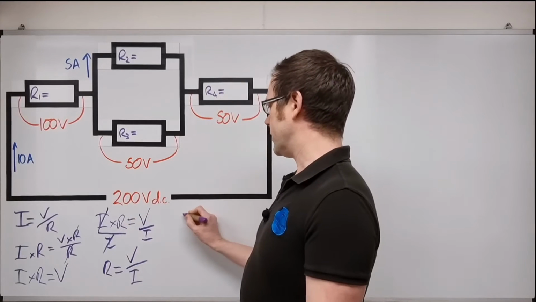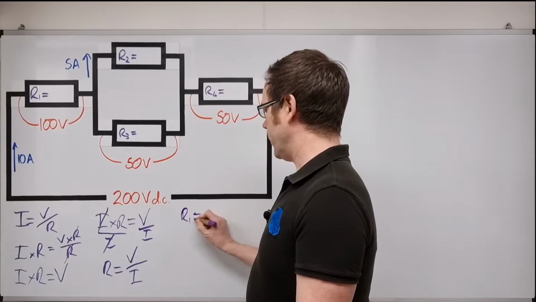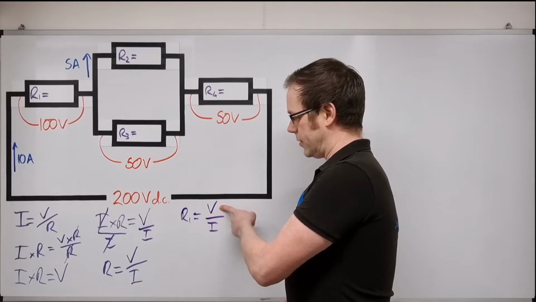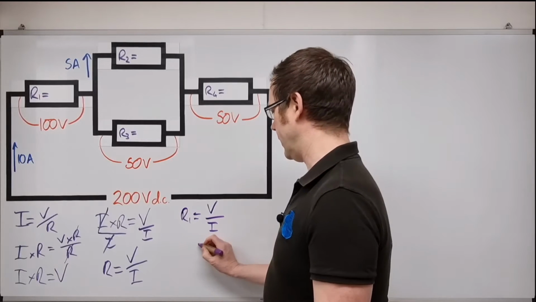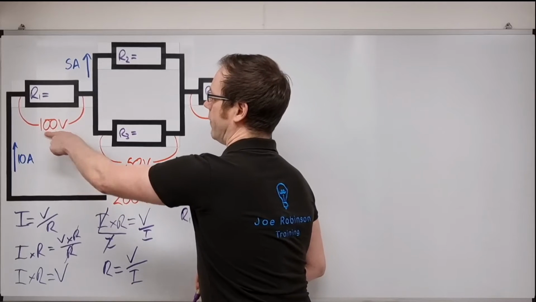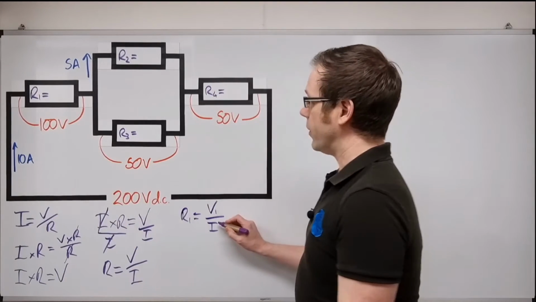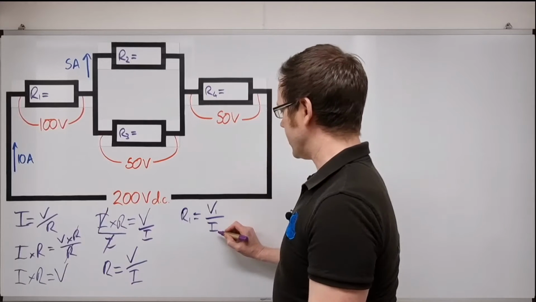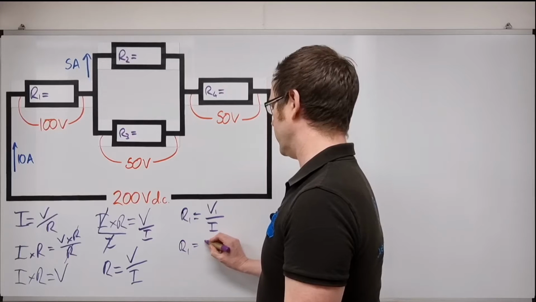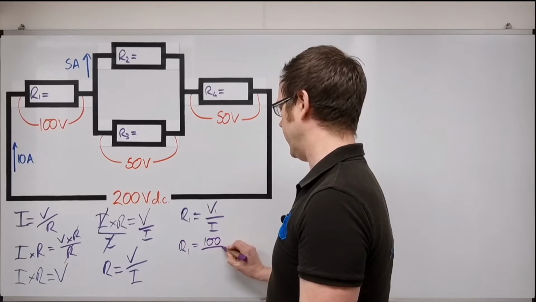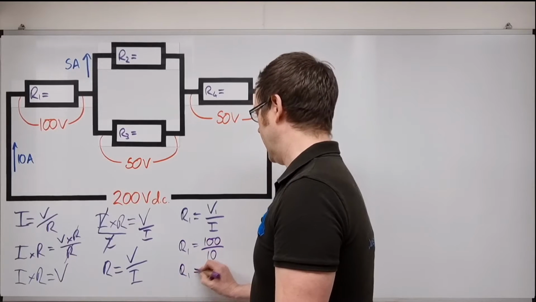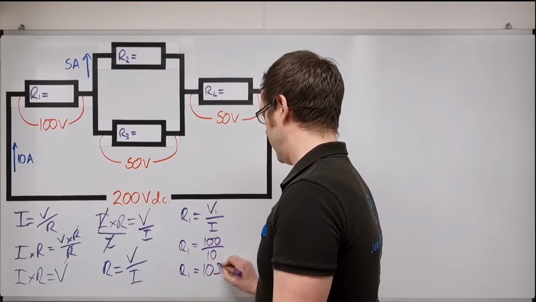So in this case, we're trying to find the value of R1, which is equal to V divided by I. Now just make sure we get the right voltage and current at this point. We'll call this voltage V1, and we're dividing it by that current flowing through it, which is 10 amps. So R1 will be equal to 100 volts divided by 10 amperes. Therefore R1 is going to be equal to 10 ohms.